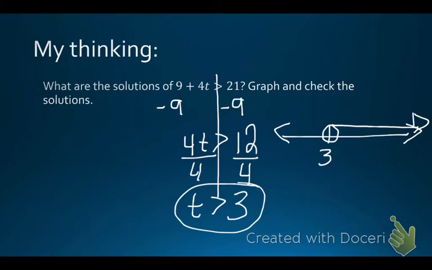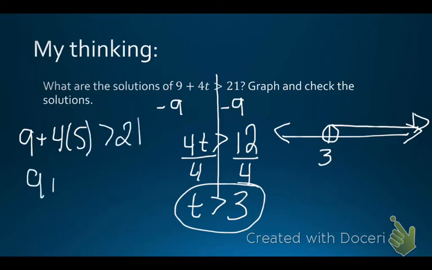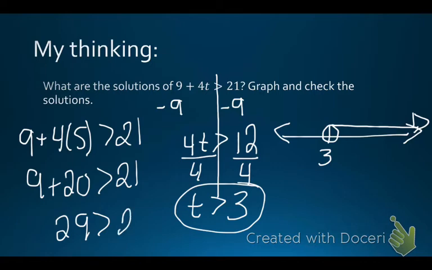Then I'm going to check my solution. So I could pick any number that's greater than 3. I'm going to pick 5. So I'm going to substitute 5 in for t because 5 is greater than 3. So 9 plus 4 times 5 is greater than 21. 9 plus 20 is greater than 21, and 29 is greater than 21. That is a true statement. 29 is in fact greater than 21, so therefore I did it correctly.